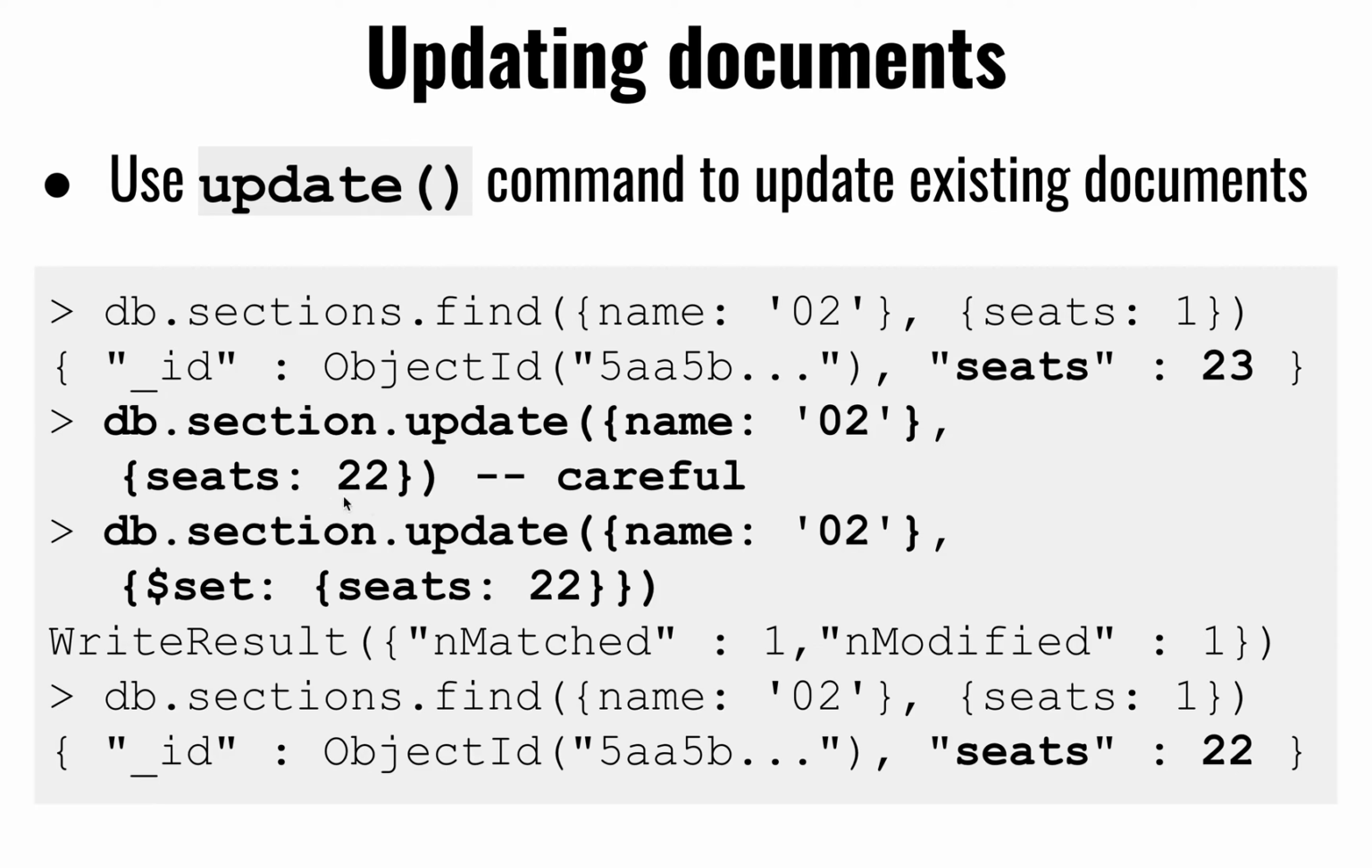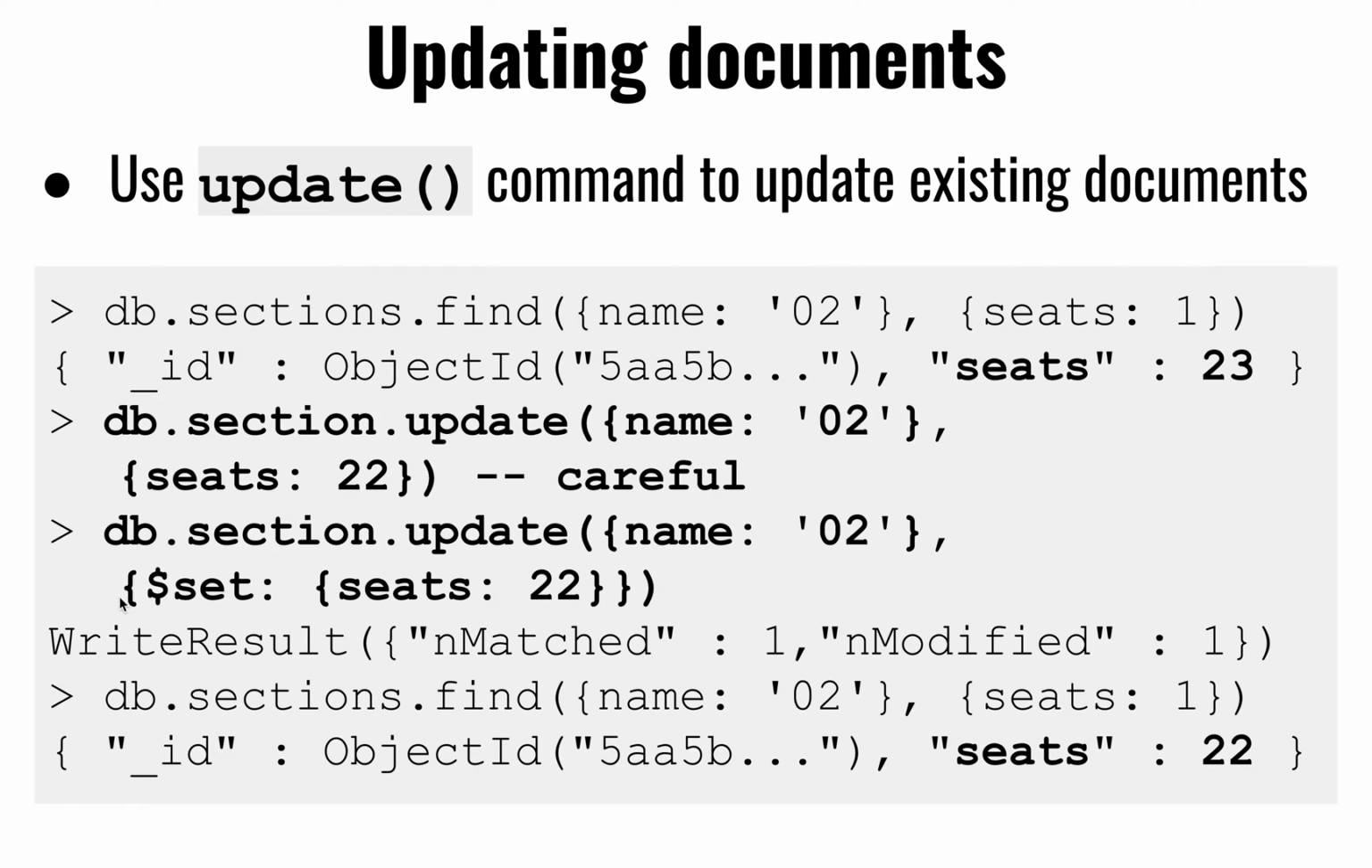The first flavor is that you provide a JSON object that you want to use to replace the old object. Meaning I want to throw away whatever is already in there, and I want to replace it with this brand new object. So careful. Here it might look like you're updating the seats from 23 down to 22 because somebody just registered. What you're doing is that you're throwing away everything and you're only keeping seats 22. All right, so be careful.